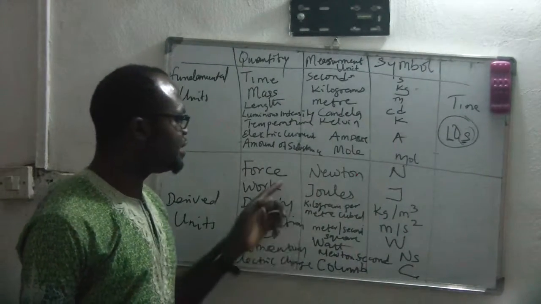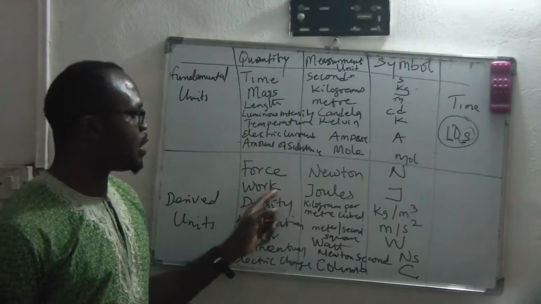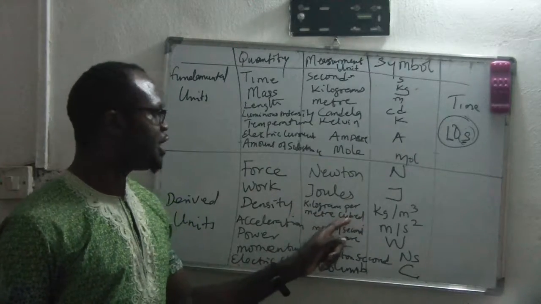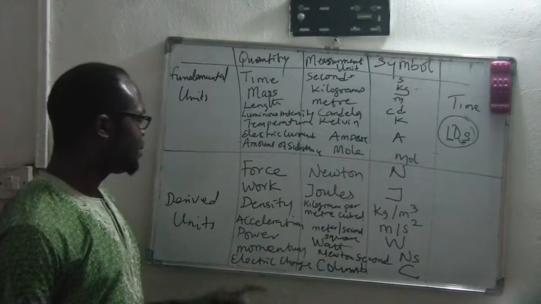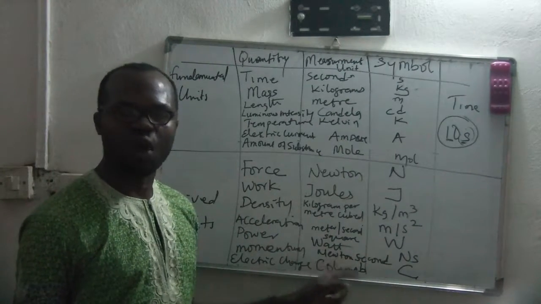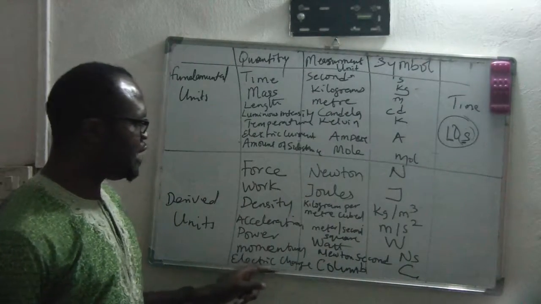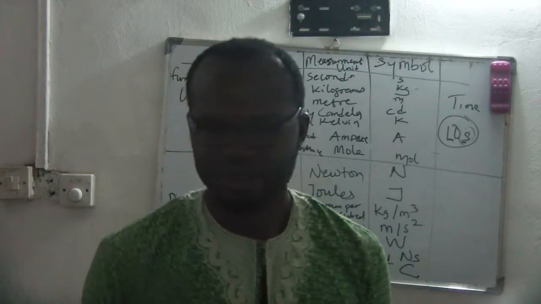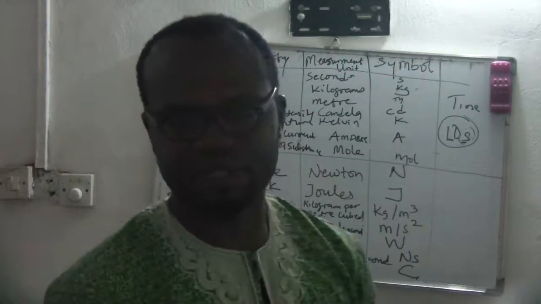For the derived units, the unit of force is Newton. The unit for work is joules. The unit for density is kilogram per meter cubed. The unit for acceleration is meter per second squared. The unit for power is watt. The unit for momentum is Newton second. The unit for electric charge is coulomb. Is that clear? So those are the units in physics. Very important.